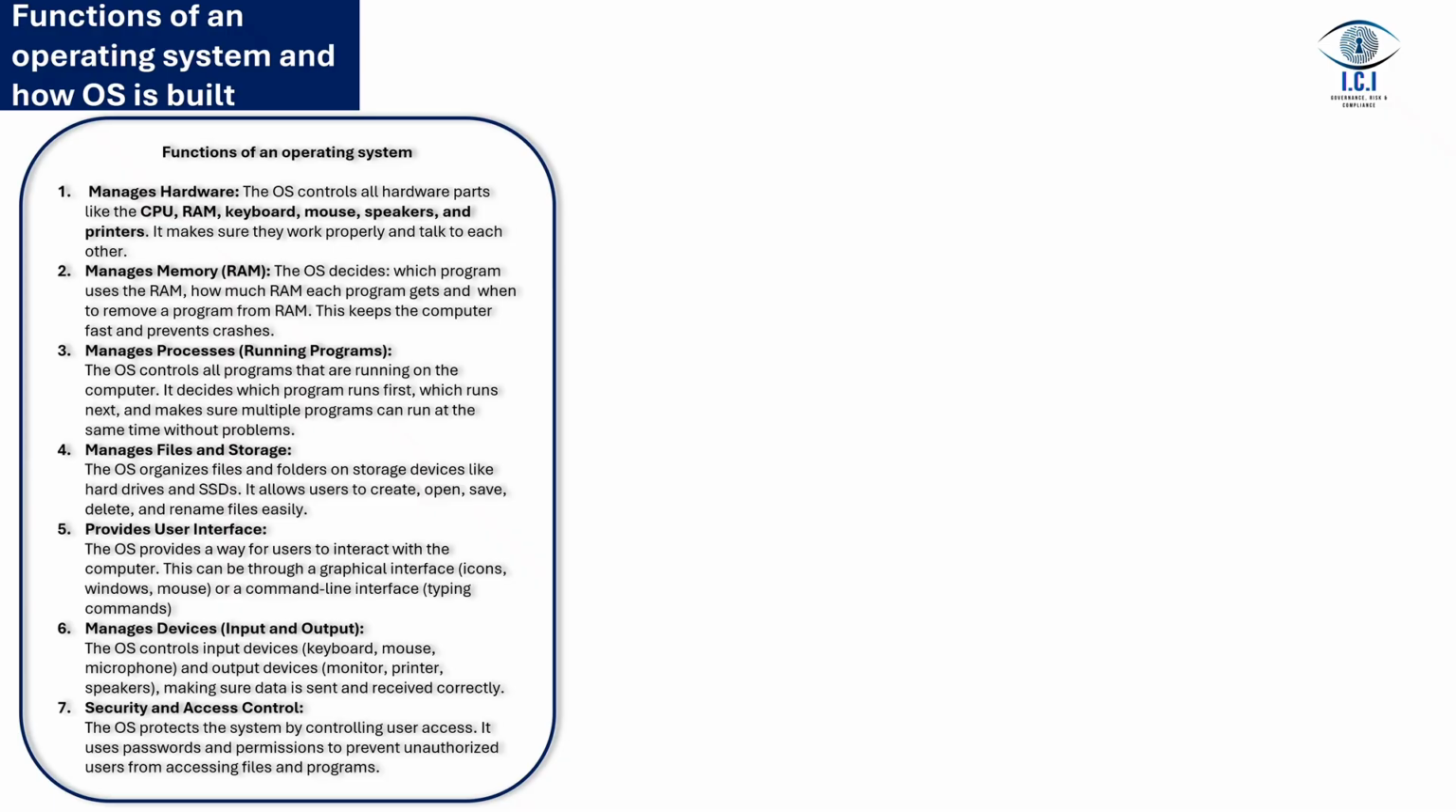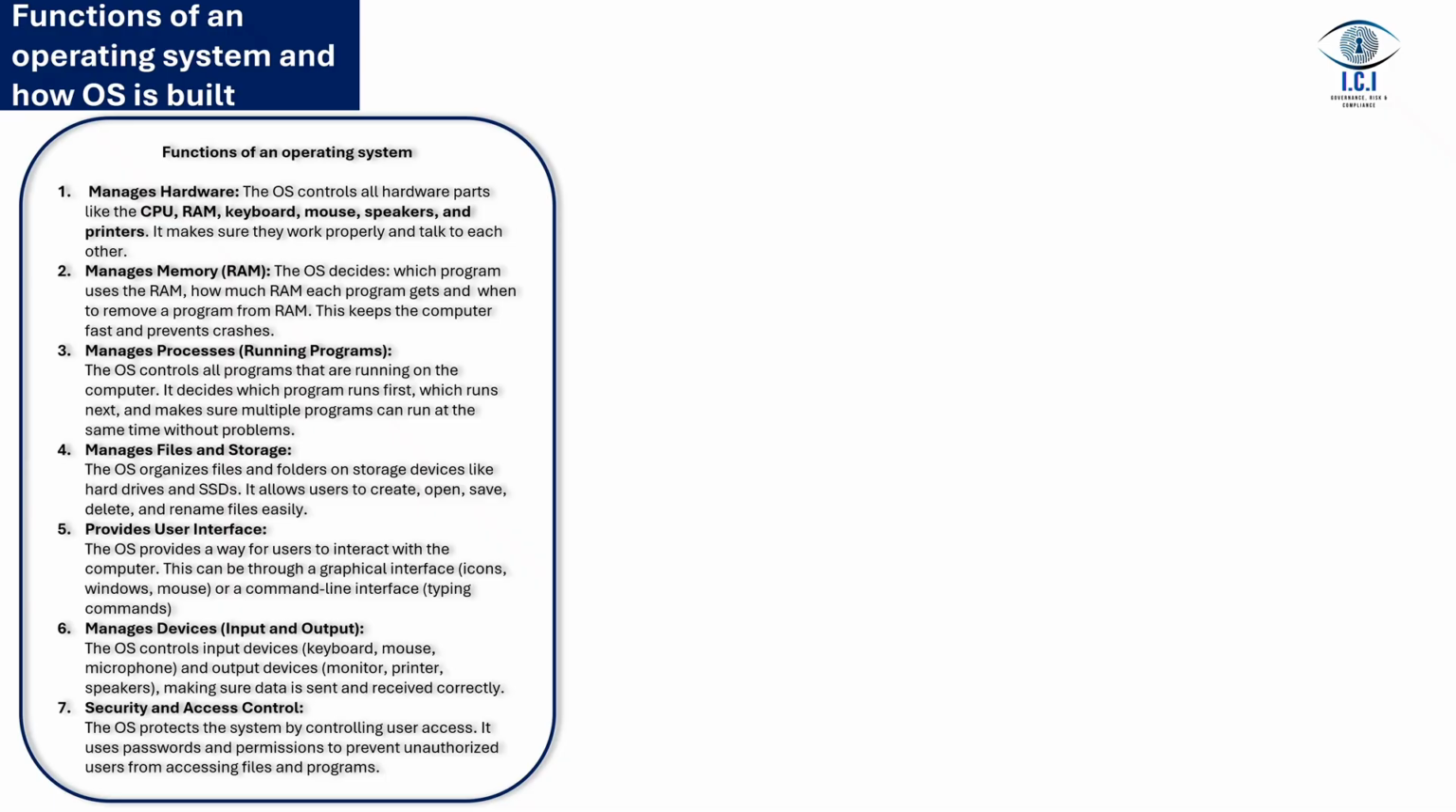So it decides which program runs first, which runs next, and makes sure that multiple programs can run at the same time without any problem. Also, your operating system manages files and storage. It organizes your files and folders, and ensures they are well saved on your storage device, like your hard drive or your SSD. It also allows users to create, open, save, delete, and rename files easily. This is the work of your operating system.